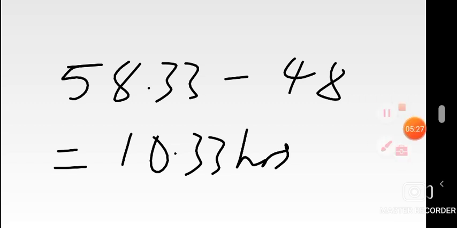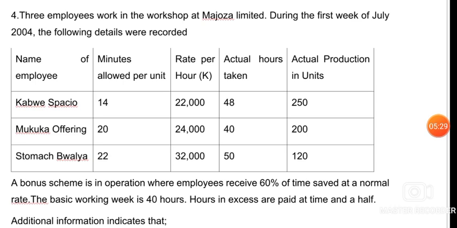So let's look at the question. Look at that statement below the table. A bonus scheme is in operation where employees receive 60% of time saved at a normal basic rate. Where are the rates? The rates are in the table. Like where's the rate there per hour of 22,000 kwacha per hour. So he saved 10 hours. So we would have to subject those 10 hours to some rate, and including what? That bonus is saying that you will receive 60% of time saved.